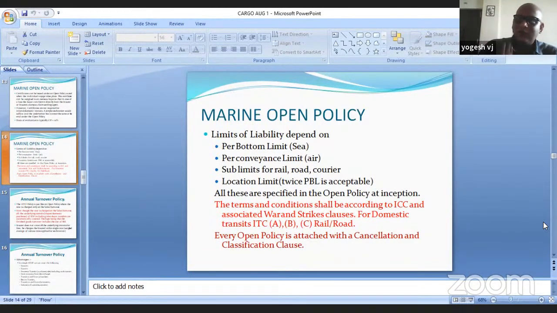The vessel has to be classed with one of the 14 classification societies across the world. In India, we have the Indian Register of Shipping, and there is the American Bureau of Shipping. The vessel has to be classified at one of these societies. Okay, I hope it is clear.